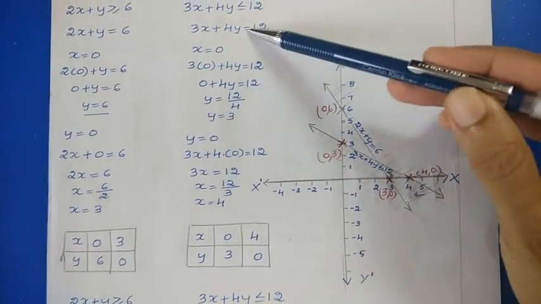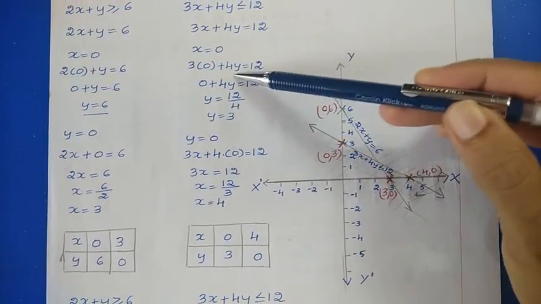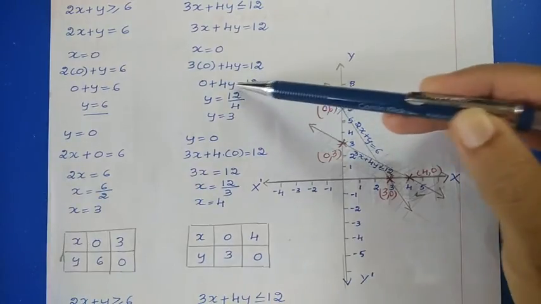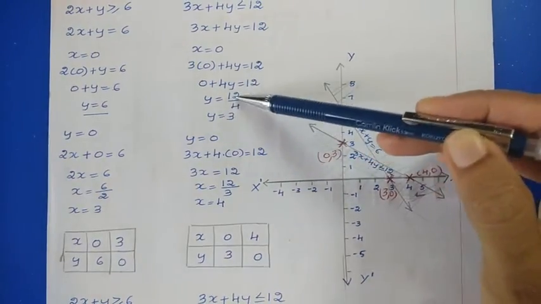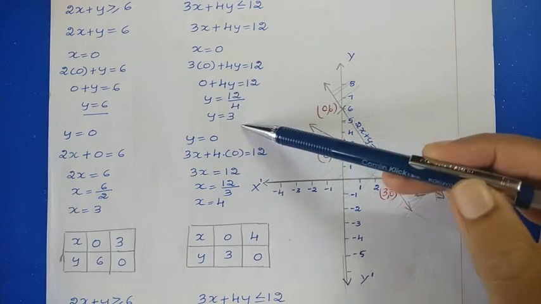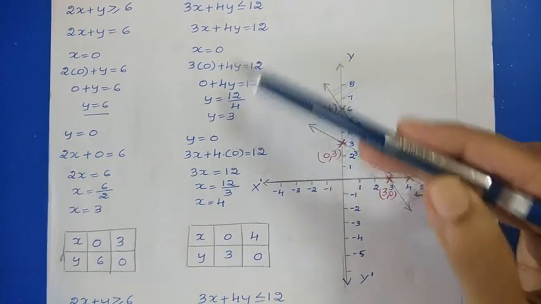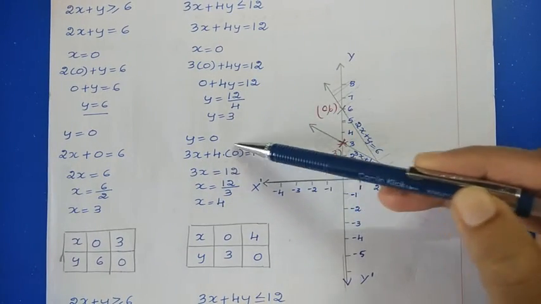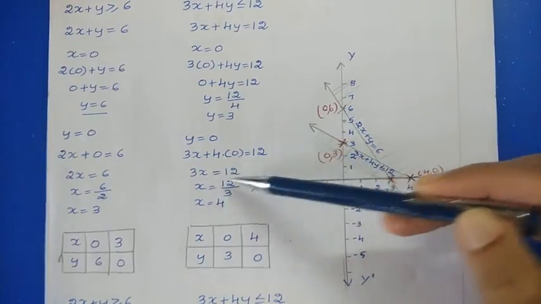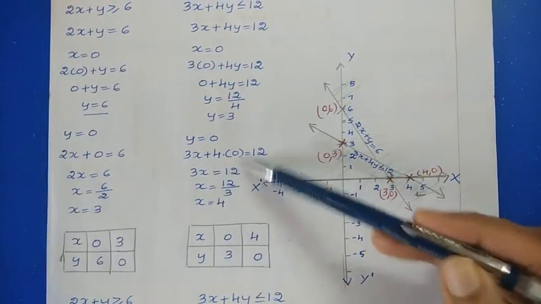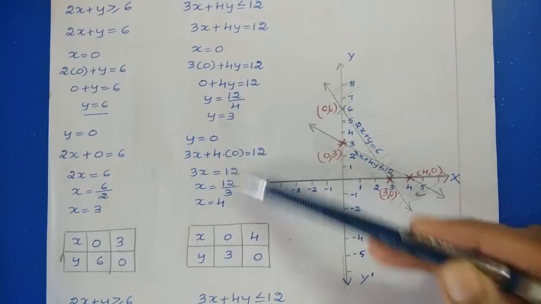So put x equal to 0 in this. So 3 into 0 plus 4y is equal to 12. 4y is equal to 12. y is equal to 12 divided by 4. That is y is equal to 3. Then put y is equal to 0 here. So 3x plus 4 into 0 is equal to 12. 3x is equal to 12. x is equal to 12 divided by 3. That is x is equal to 4.